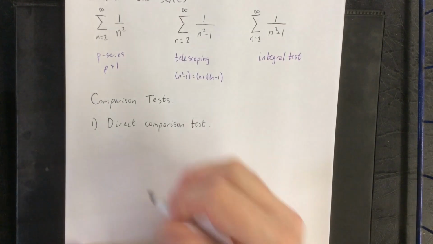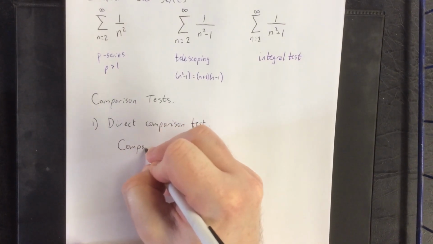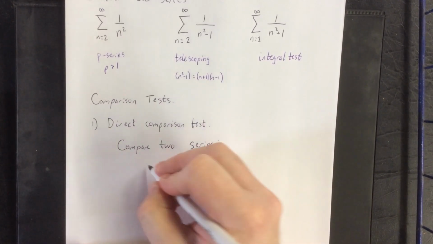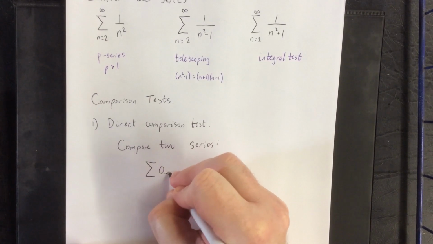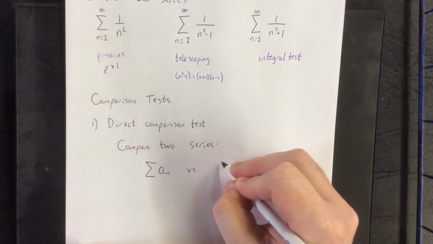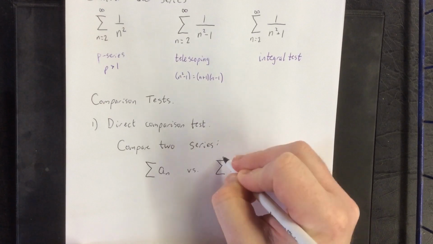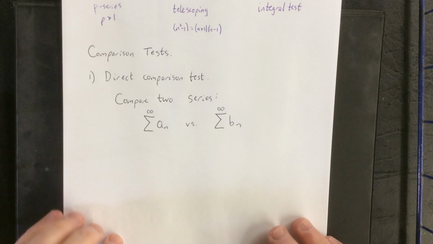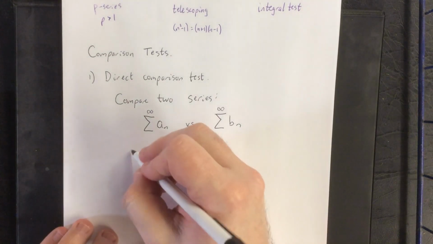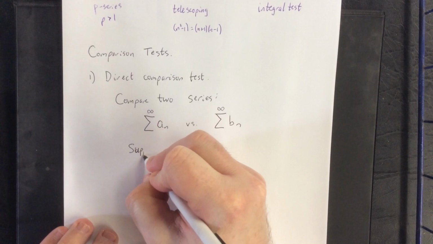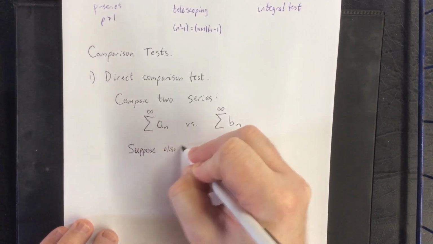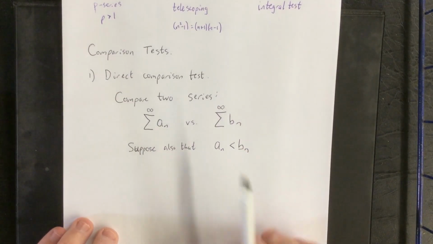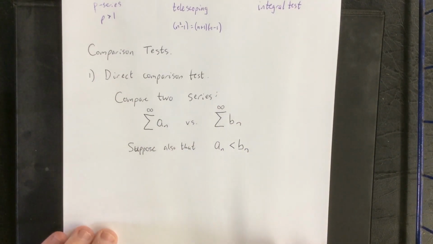Now, the direct comparison test says, let's compare two series. And the series that we're going to compare are going to be the sum of a sub n and the sum of b sub n. Now, both of these are going to go to infinity, but the starting point doesn't particularly matter, which is why I'm not going to indicate what it is. I would like to suppose also that of the two series, every a term is smaller than every b term.